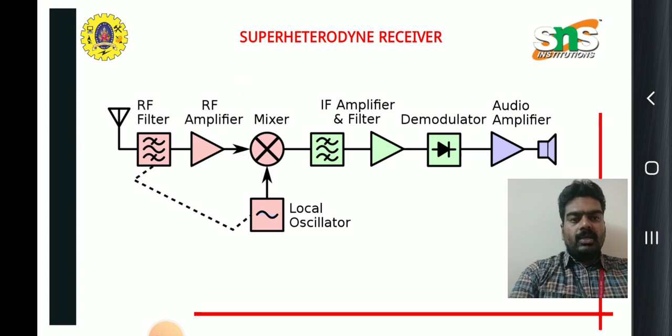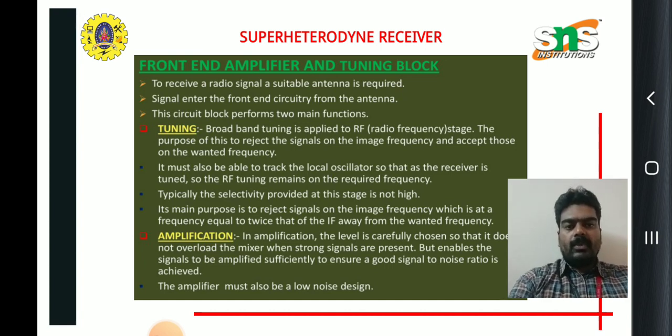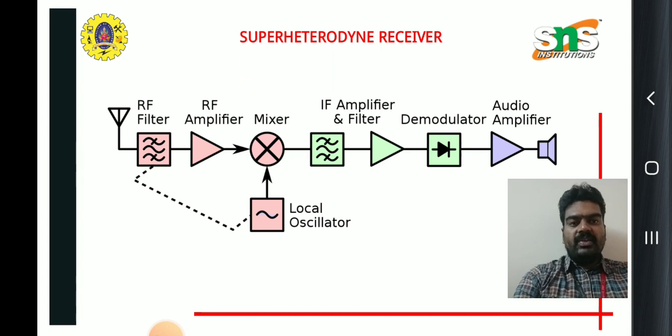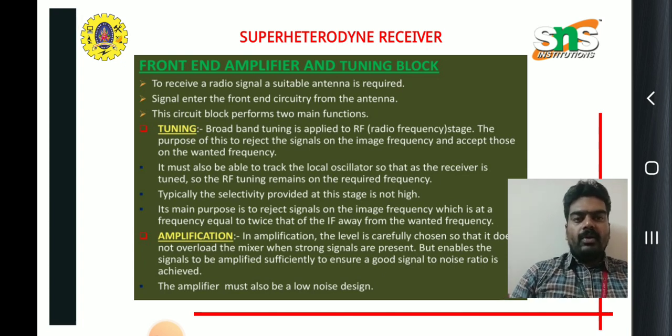Now the operation in detail. In the RF receiving filter and RF amplifier section, we have some internal operations, like tuning. Tuning is nothing but, to receive the required frequency range, we have to do the tuning. That is the purpose of tuning. And after that, the amplification process we already know.